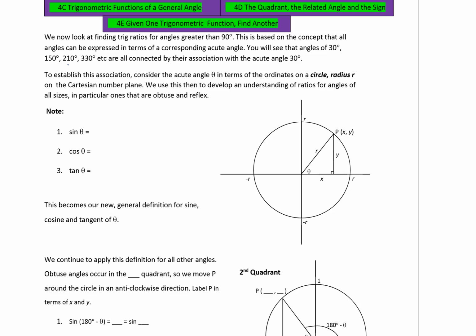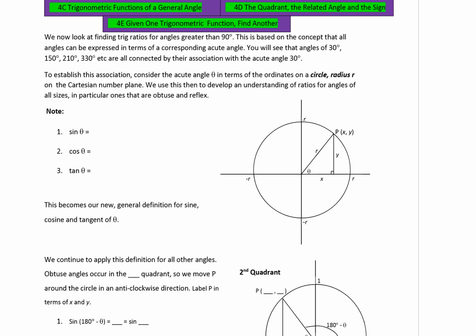And then you will see that the sine of 30 is connected to the sine of 150, 210 or 330. The same with cos and tan. All the trig ratios then of these angles, they're also connected. So there are a few things that we've got to look at, but mostly we're finding a pattern.